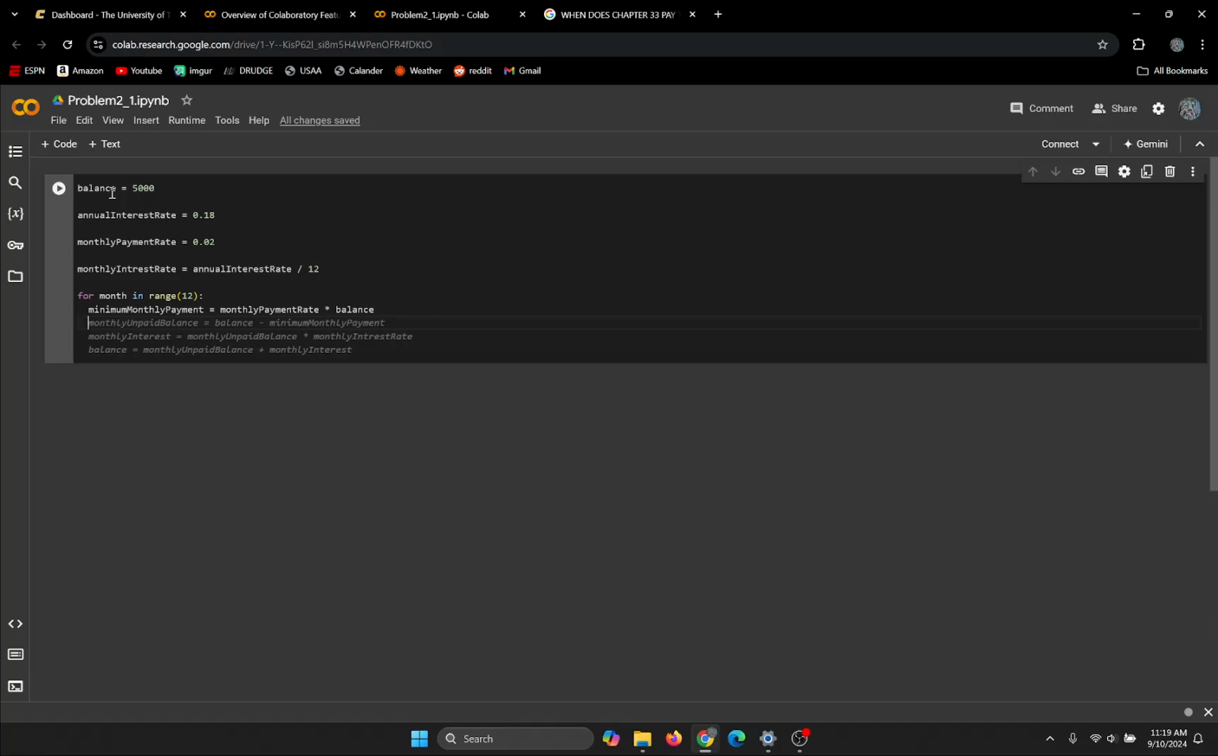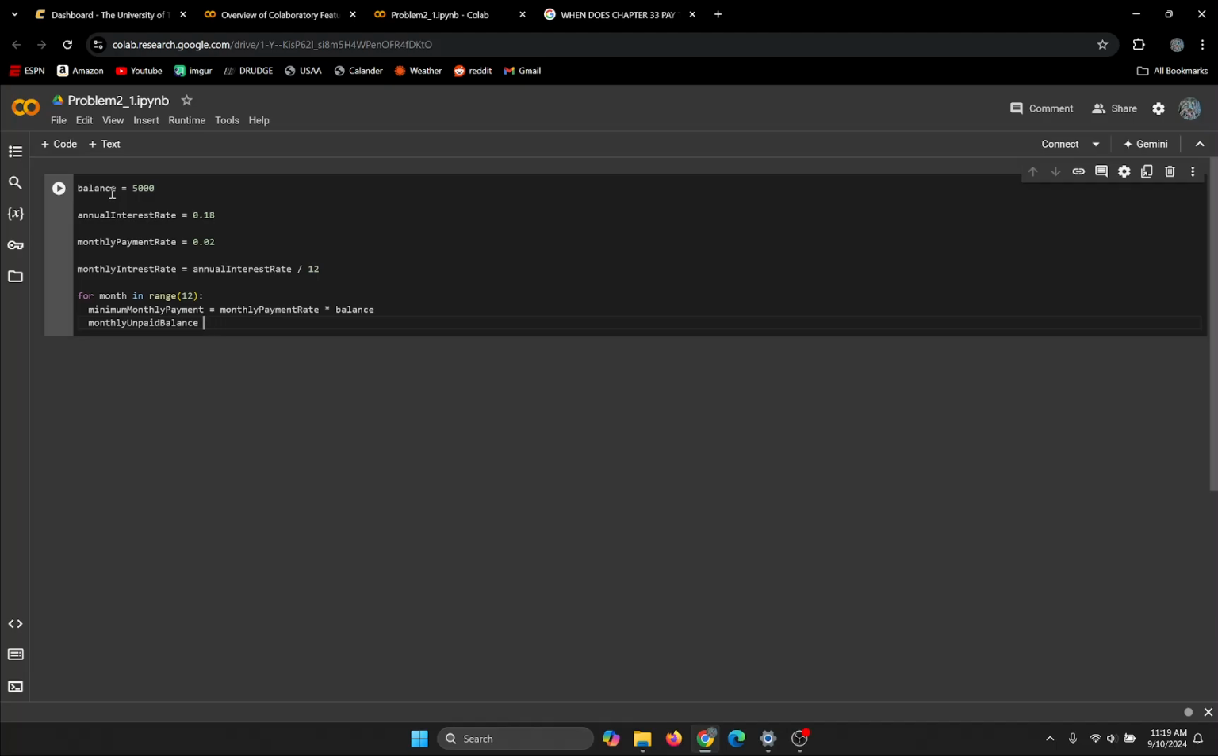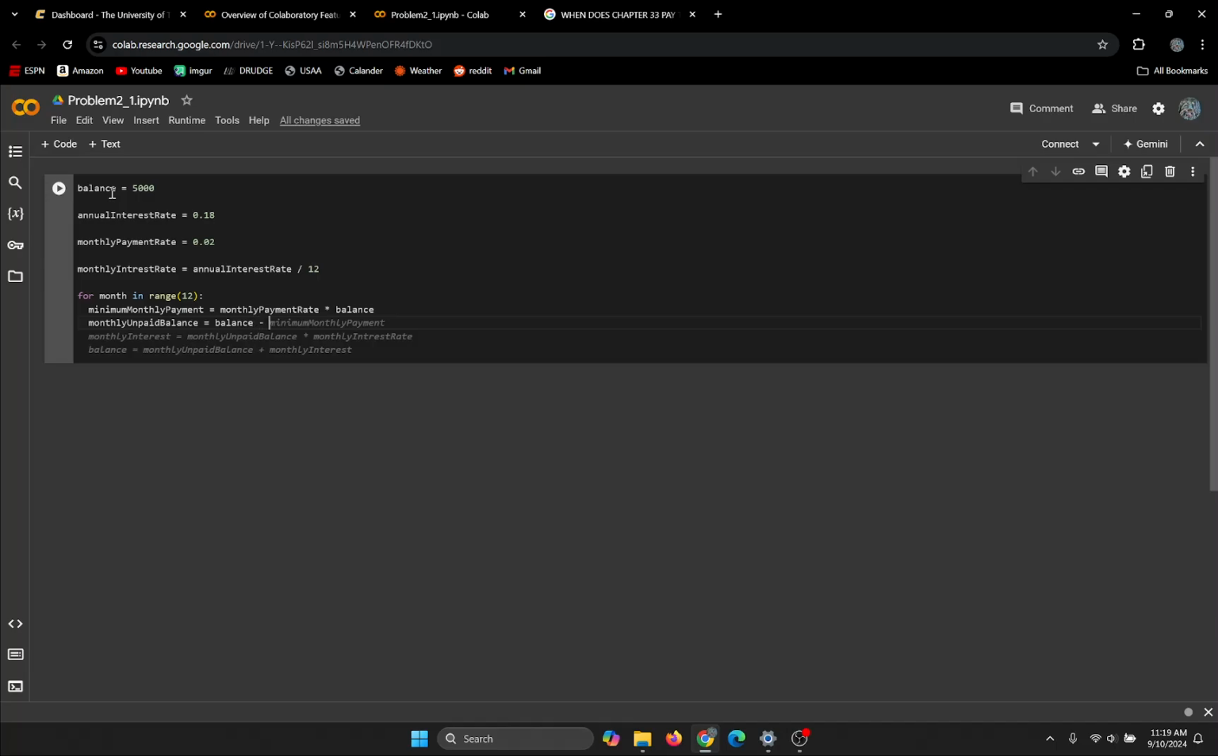And then we need to do monthly unpaid. Monthly unpaid equals balance minus minimum payment. And I think that's right. I don't know if I hit tab whether it's going to bring all that in, so I'm just going to type it all out because I haven't looked at the rest of it yet to make sure it's good. Monthly unpaid balance equals balance minus minimum monthly payment.